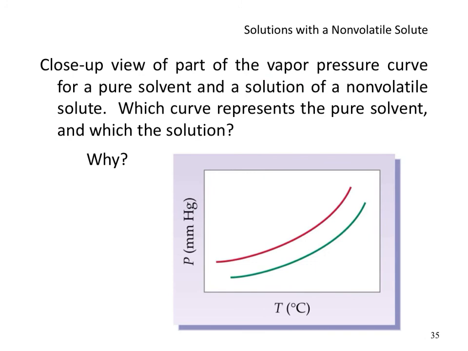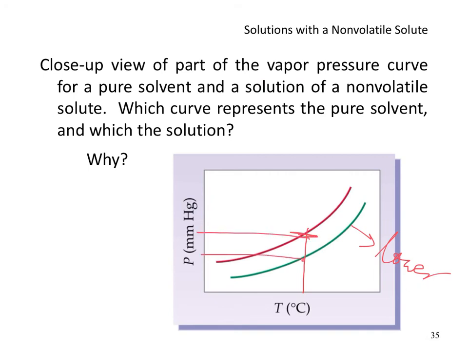Okay, the question is: the close-up view of part of the vapor pressure curve for a pure solvent and a solution of a non-volatile solute. Which curve represents the pure solvent and which is for the solution, and why? So hopefully you can see that the solution is always going to be lower. So the way you should work is pick any temperature, and the value that's higher is the pure solvent.